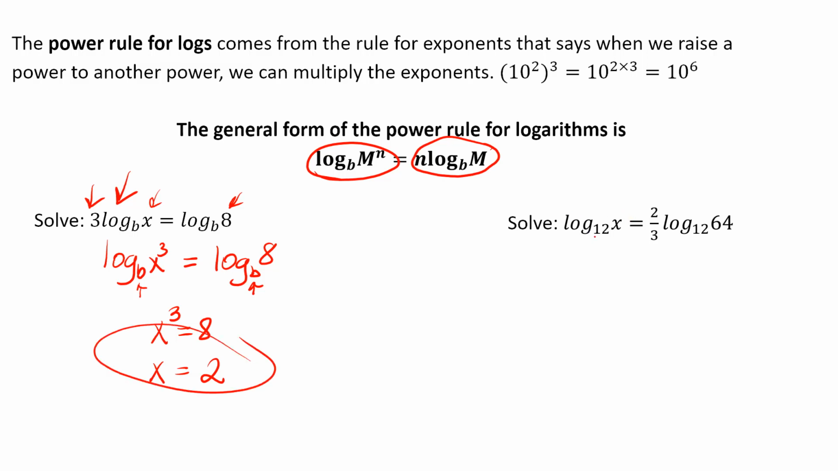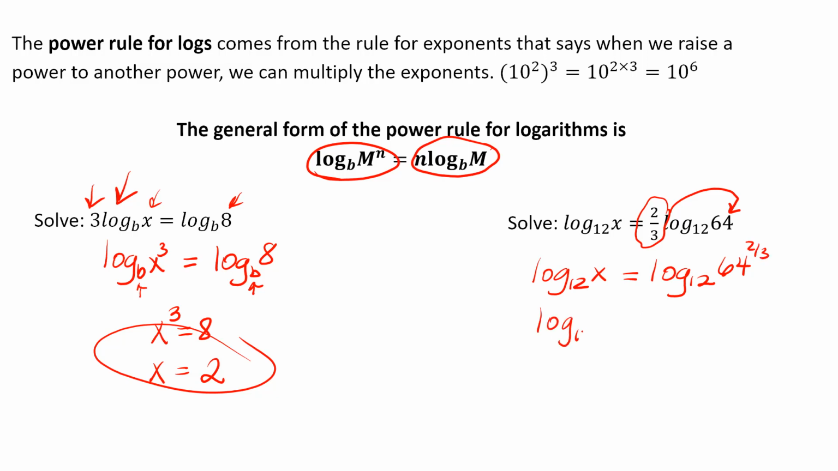Over here, you've got log base 12 of x is equal to 2/3 log base 12 of 64. The left side, nothing you can do with it. There's nothing you can change there. On the right side, you can take the coefficient of the log and put it into the exponent of the argument. So log base 12 of 64 to the 2/3 power.